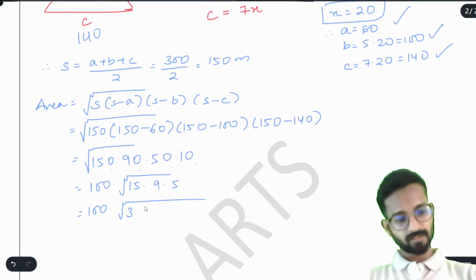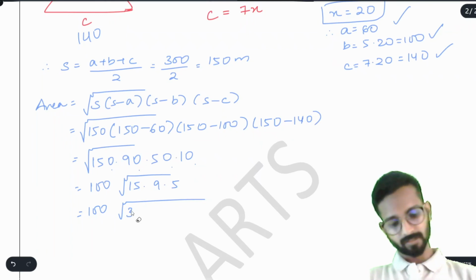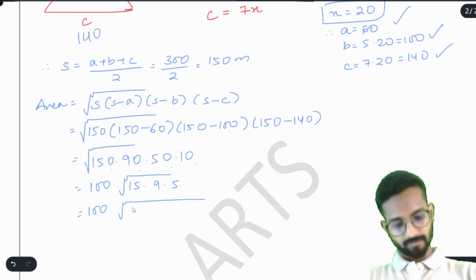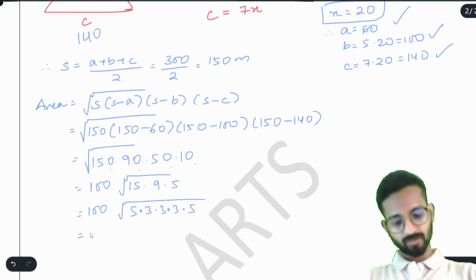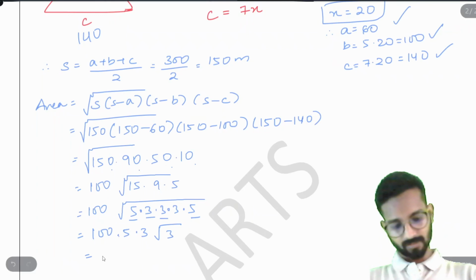15 can be written as 3 into 5, or I can say 5 into 3. 9 can be written as 3 into 3. 5 will be written as 5 only. So here 2 5s are there, so 1 5 will be out. 2 3s are there, so 1 3 will be out. And this will be your answer. 5 3s are 15.